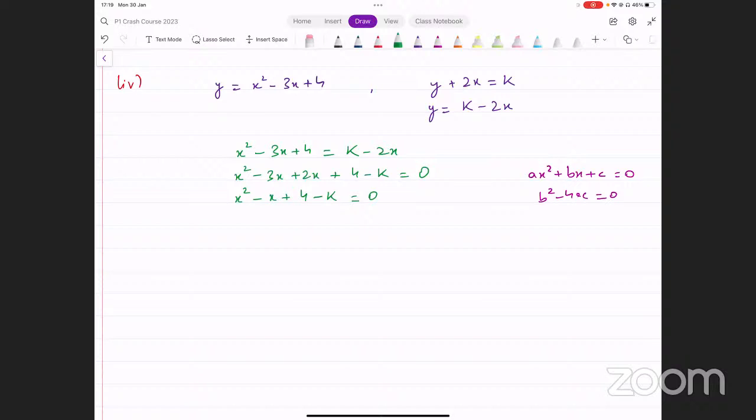Now let me first write what is a, what is b, and what is c. So compare it with the standard form. In place of a, you've got 1. In place of b, you've got minus 1. And in place of c, you have 4 minus k. So c is all the terms that do not have an x in them, right? So wherever you don't have an x, that's a constant. So in this case, that's 4 minus k. So the value of c is 4 minus k.